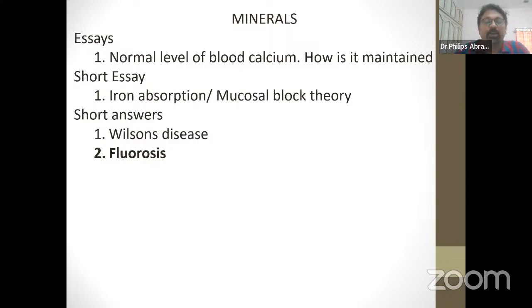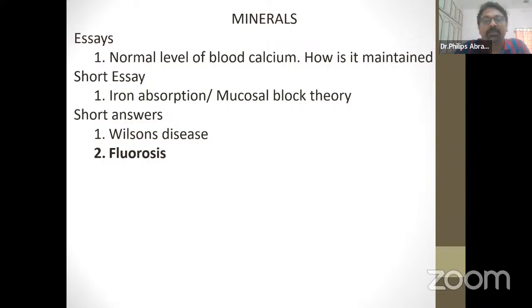because whenever you study about vitamin D, you should study, along with that, about calcium also. A normal, always-repeated question: what is the normal level of blood calcium and how is it maintained? What are the factors in maintaining blood calcium level? I would like to say why I put minerals here: as you know, the major function of vitamin D is to maintain the blood calcium level.